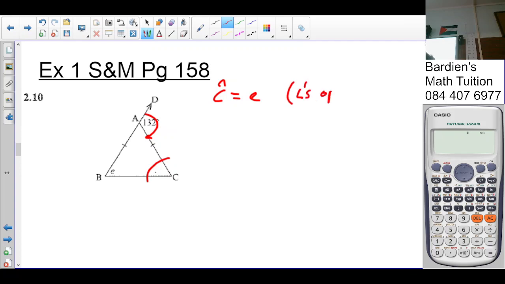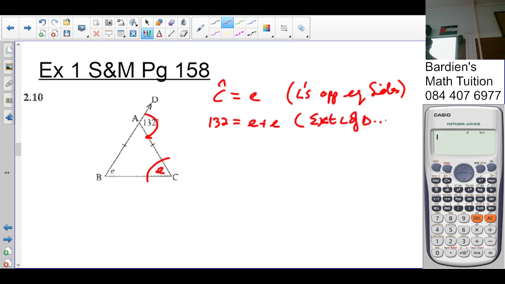Angles opposite equal sides. There's an E here. So what can I say now? 132 is equal to E plus E. Why? Exterior angle of a triangle. Which means to say the exterior angle of a triangle is equal to the sum of the two interior opposite angles. And this is triangle ABC. So that's going to be 2E is equal to 132 degrees. Divided by 2 both sides? 66 degrees. Okay.